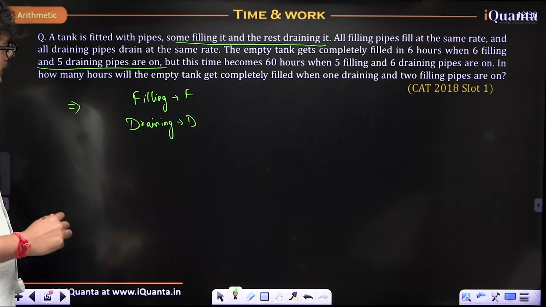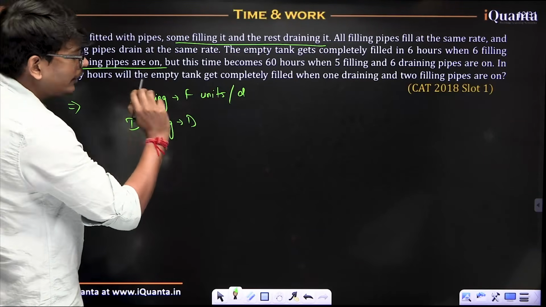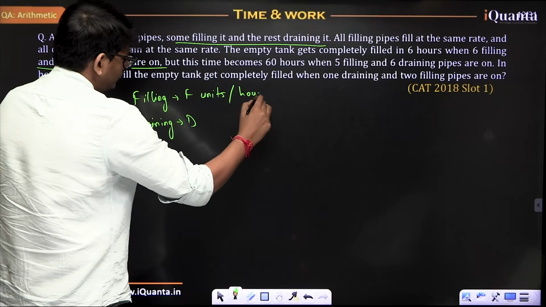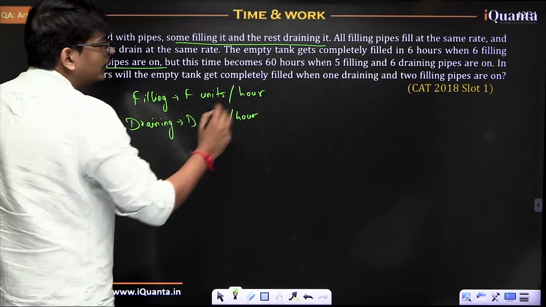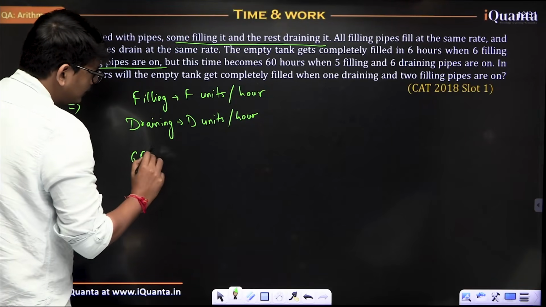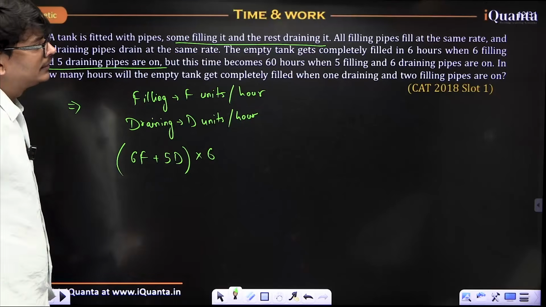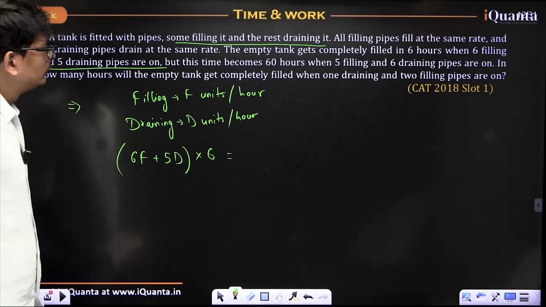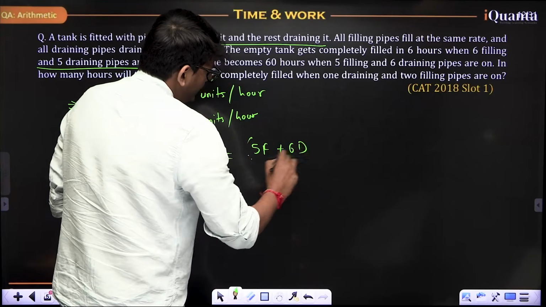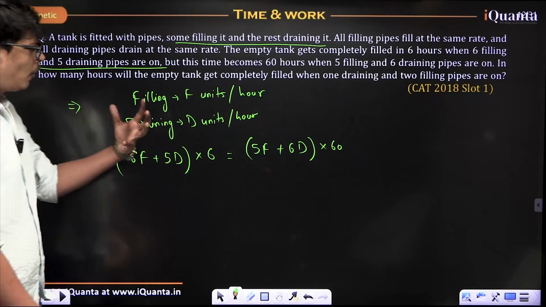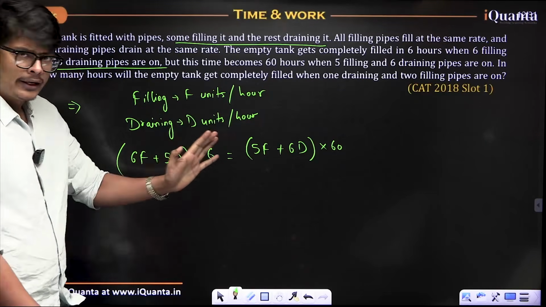That means filling pipes, मैंने यहाँ पे efficiency बोल देता हूँ उनकी F units per hour की बात हो रही है, I think. D units per hour. ठीक है. Now you can see 6 filling pipes है 6F, 5 draining है 5D, and they complete the work in 6 hours. Okay, is equal to, because work is constant, now this work is done by 5 filling pipes and 6 drain pipes in 60 hours, right? Now obviously the value of D will be coming out as negative because drain है तो negative work होगा. F की value positive आएगी, वो automatically आने वाली है, देखिएगा.